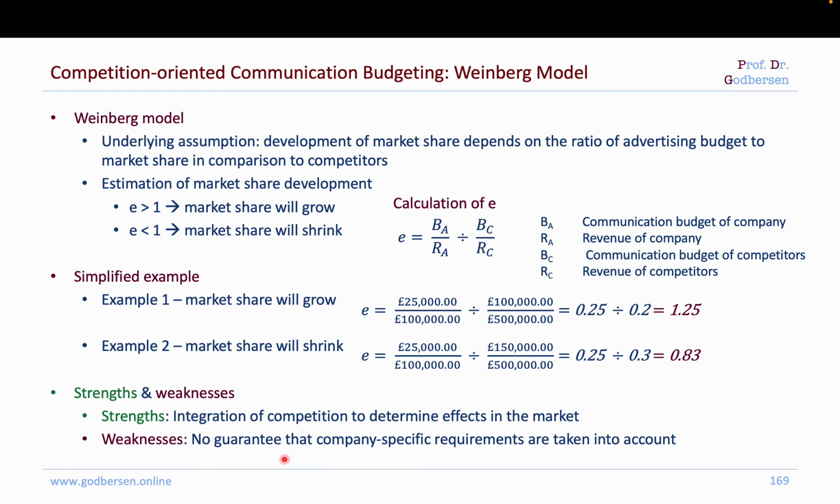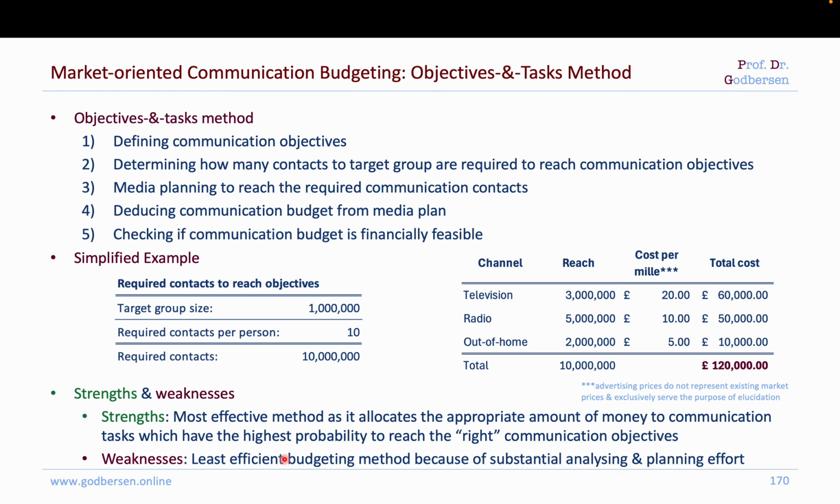Now, thirdly, the market-oriented communication budgeting, which one might say is, if done correctly, the most effective form of communication budgeting, or most effective approach, but also you have to put quite a bit of effort in.